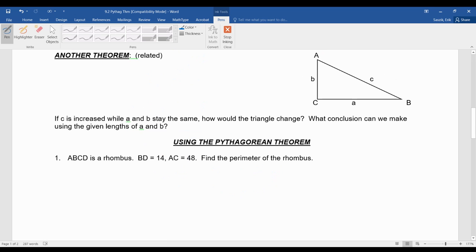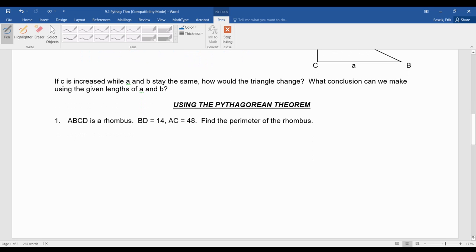Now, I hope you realize that the converse works as well. So in other words, if c squared equals a squared plus b squared, then angle C is a right angle. So if you have c squared equal a squared plus b squared, that means you have a right triangle. All right.